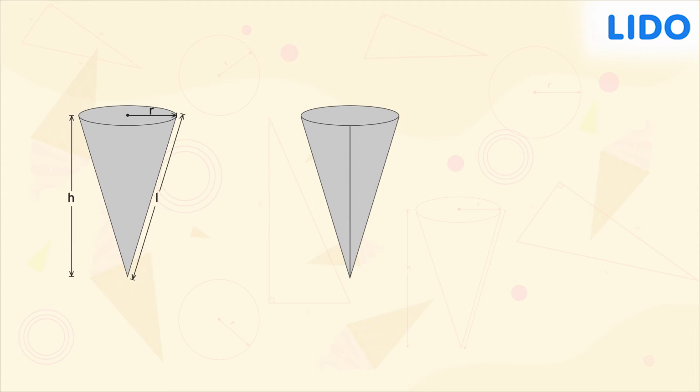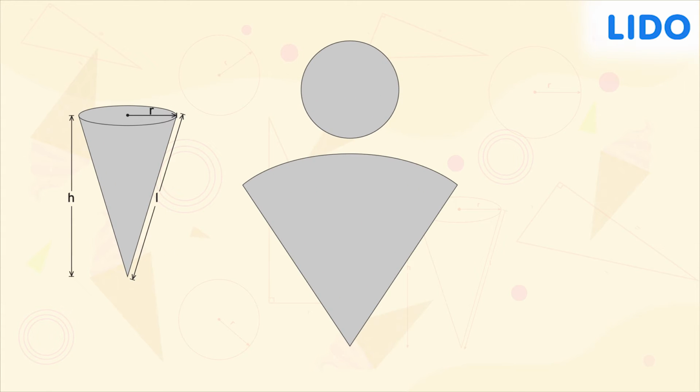If we cut open the surface of the cone like this, we see two plane figures. One of them is a circle of radius r. This is the flat surface of the cone. And when we cut open the curved surface, we get a part of a circle that looks like this. We call this a sector.